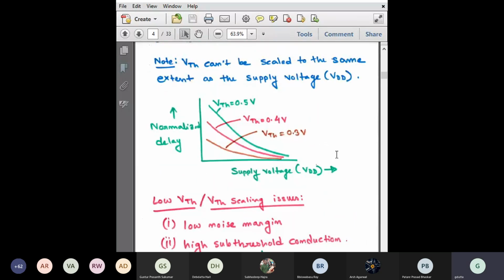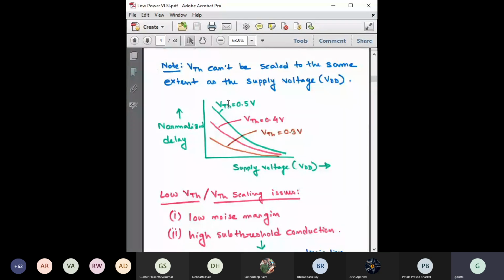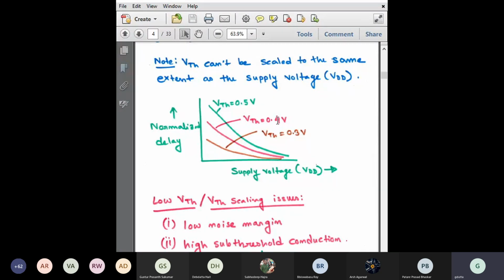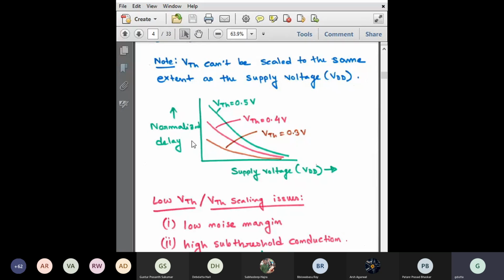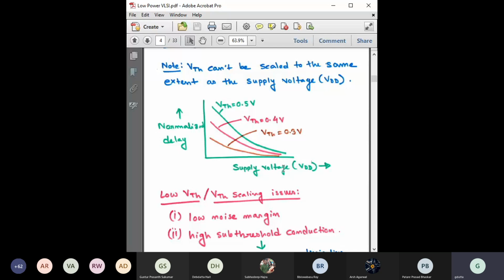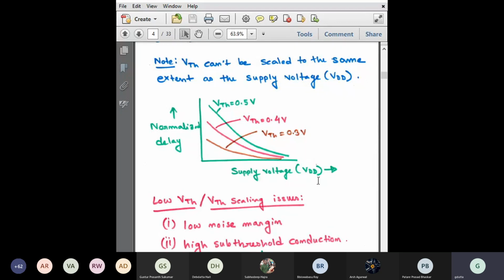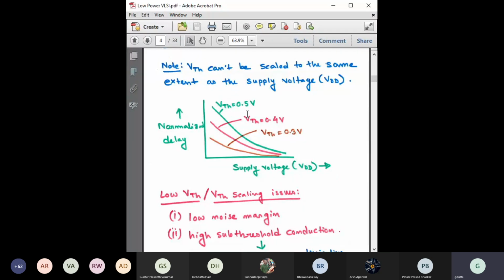But suppose we can do it to a certain extent. For example, here you can see threshold voltages of 0.5, 0.4, and 0.3 for the same device. In the y-axis we have plotted the normalized delay, and in the x-axis the supply voltage. Then it is quite clear. Take any one of the plots, for example threshold voltage 0.5, the green one. If you increase the supply voltage, the delay will reduce. That is fine.